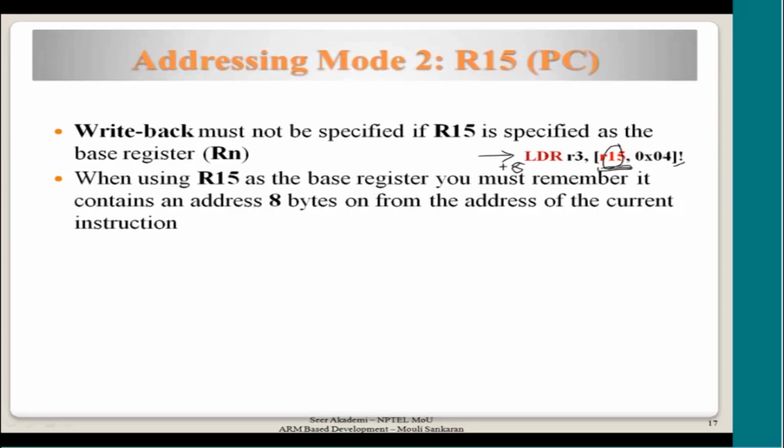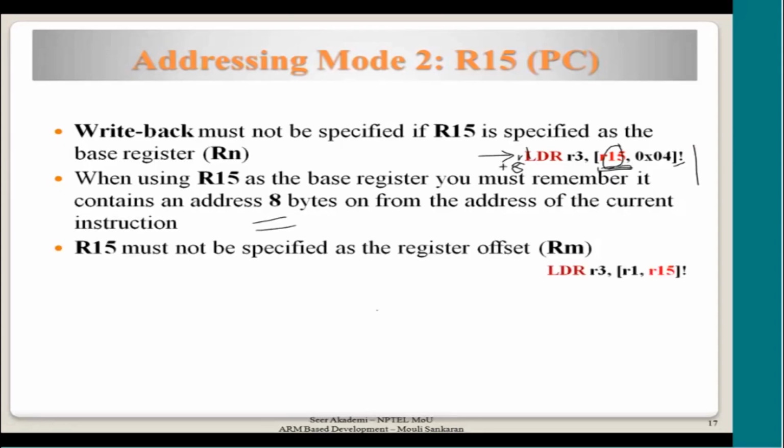So because of that, the R15 value you will be getting is not the current PC value, meaning the PC value of this instruction, but +8. So you have to comprehend this when you are writing assembly code, or the compiler also will be aware of this and will generate the code accordingly. Okay, we should be aware of this.